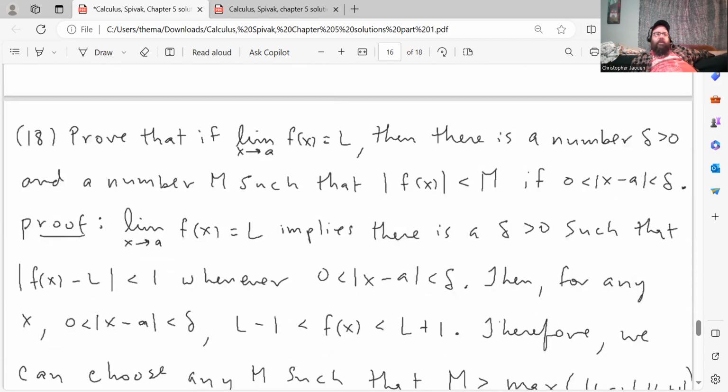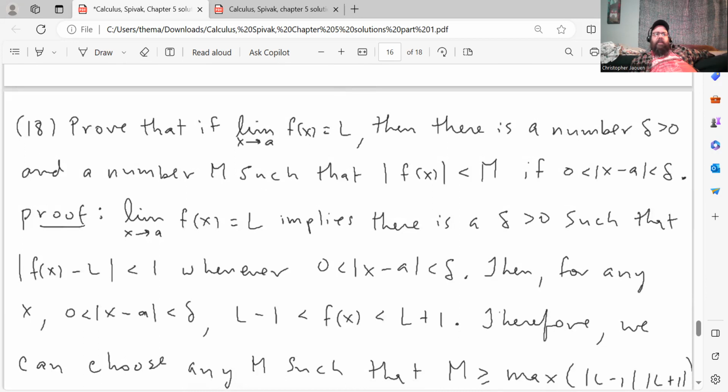Okay, going on to question 18. Prove that if the limit as x goes to a of f of x equals L, then there's a number delta greater than 0 and a number m such that absolute value f of x is less than m if 0 is less than absolute value x minus a less than delta. Okay, so here's my proof.